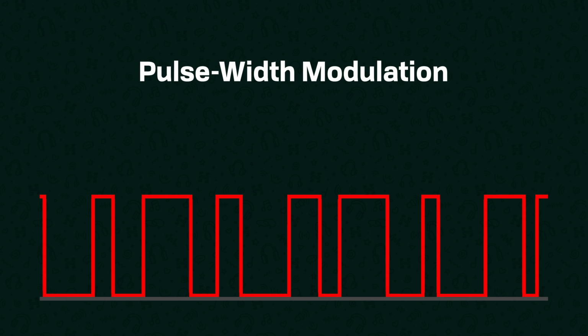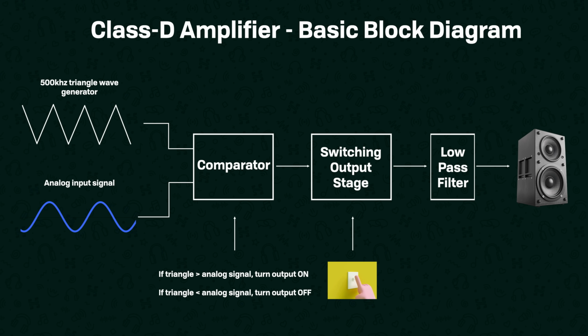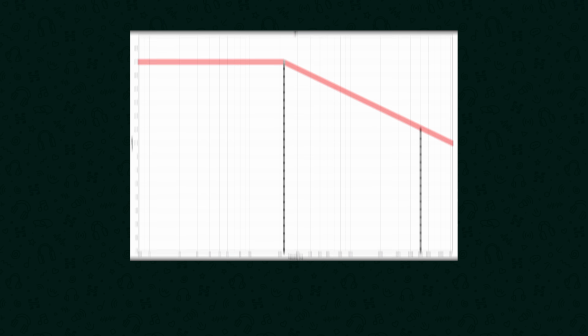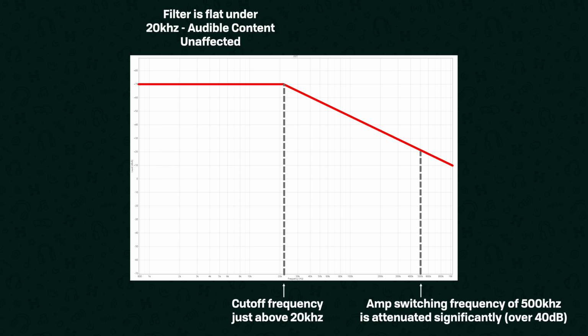This is called pulse width modulation, and to get the intended amplified analog signal from this, the output of the Class D amplifier is passed through a low-pass filter, which filters out the high-frequency components from the signal. Think of this as restricting how fast the output is able to move up or down.